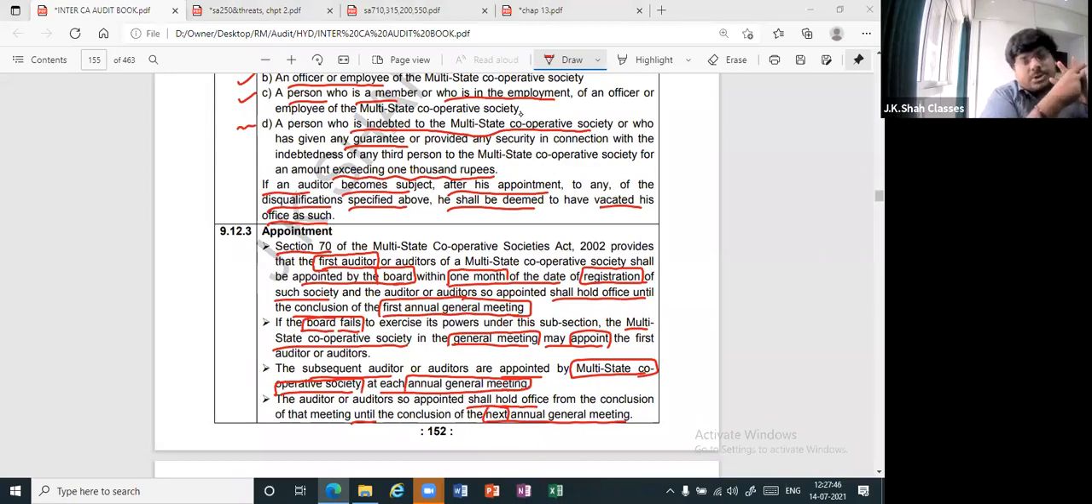Come on, who will appoint the first auditor of a MSCS? BOD. Within how much? 1 month from the date of incorporation or registration. Correct. Thereafter, will hold the office till the first AGM. Subsequent auditor. Acha, what if the BOD fails, by the way? Then members will appoint, shareholders. Acha. Thereafter, subsequent auditor, the MSCS only will appoint. Thereafter, will continue till 5 AGMs? No. Can I say only till the next AGM? Correct. All cool? Okay.